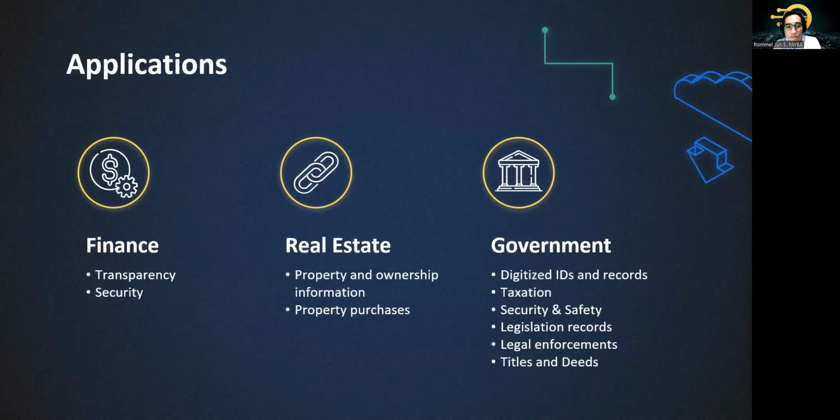In real estate, we can have smart contracts, meaning the agreements between buyer and seller or whoever wants to participate in the transaction can be governed automatically by the system without the need for a third party. We can store property and ownership information in the blockchain for property purchases. And then everybody can see that this piece of land or building or asset is actually owned by somebody within the network.